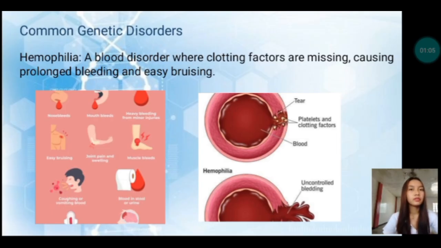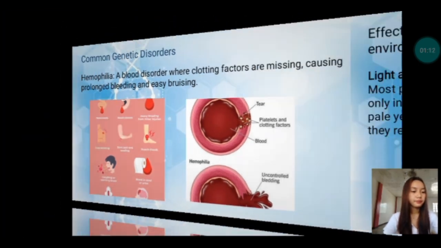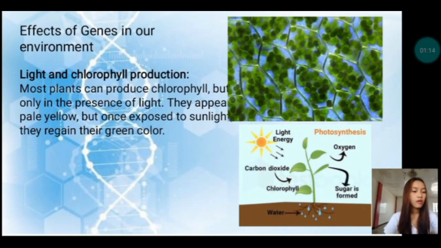So that's it for the common genetic disorders. Now we're going to talk about how our genes and the environment around us interact. Genes are like instructions for our traits, but the environment can change how those traits show up. So I have two examples here so that we can understand it well.